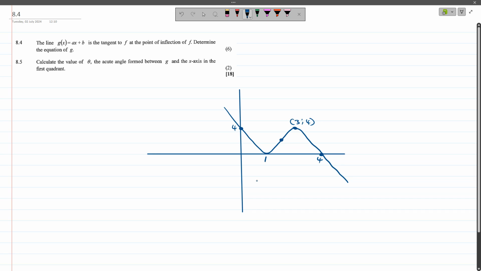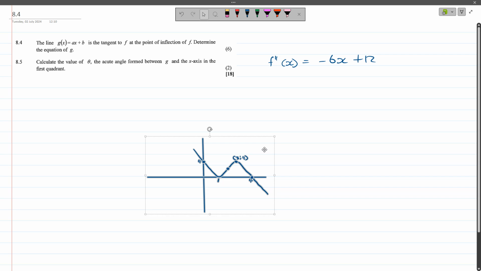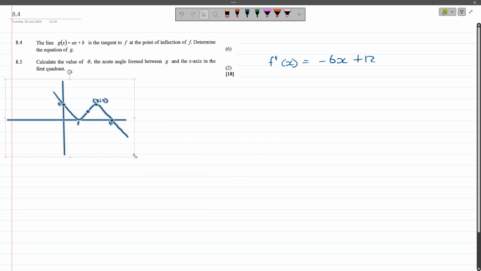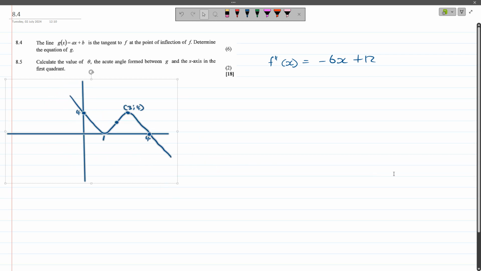So to find that point, we need the second derivative. Now, using our first derivative, we can get our second derivative as minus 6x plus 12. Let's shift this over to the side. Cool. So now that we have our second derivative, we know that when our second derivative is equal to 0, that's the point of inflection.